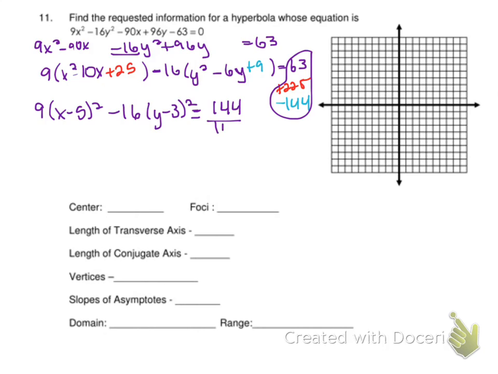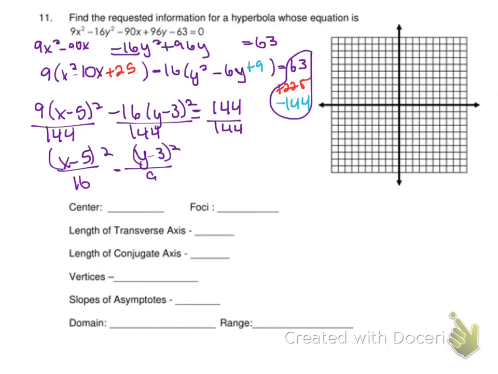I now need to divide everything by 144. Okay, remember what I told you, that the equation reduces to 1 over something. Like this reduces to 1 over 16, and then the other one reduces to 1 over 9. If it doesn't reduce, then you've done something wrong.